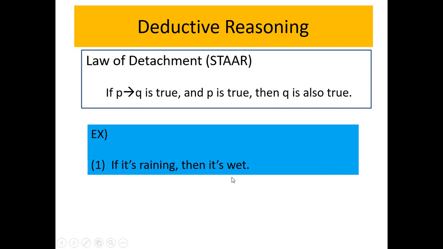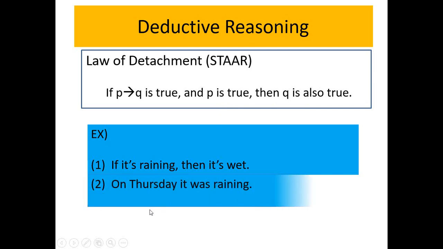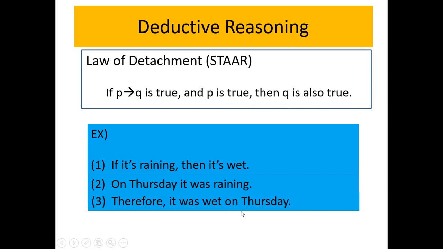Okay, so if it's raining, then it's wet. Now you get specific about the first part. The raining is the first part, right? So we say something specific about it. And then we follow with something specific about the Q that has the same idea with it. So on Thursday, it was raining. Doesn't that have to do with the P? Then on Thursday, it was also wet, right? So if it's raining, then it's wet. If that's true, then on Thursday it was raining. So therefore, it had to be wet on Thursday, okay?